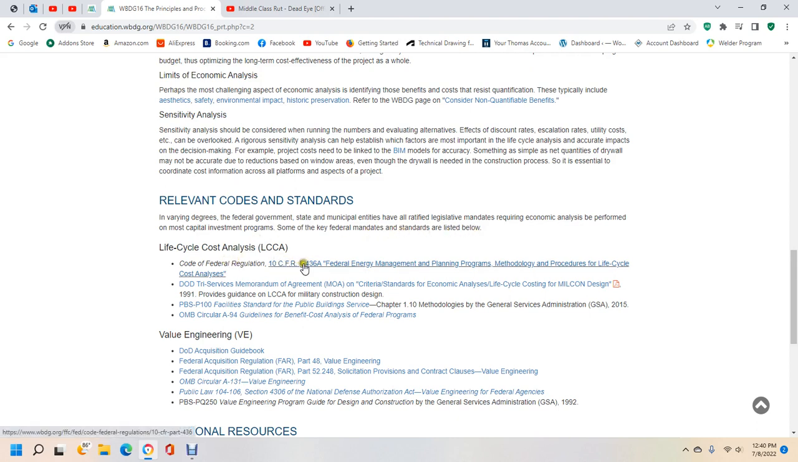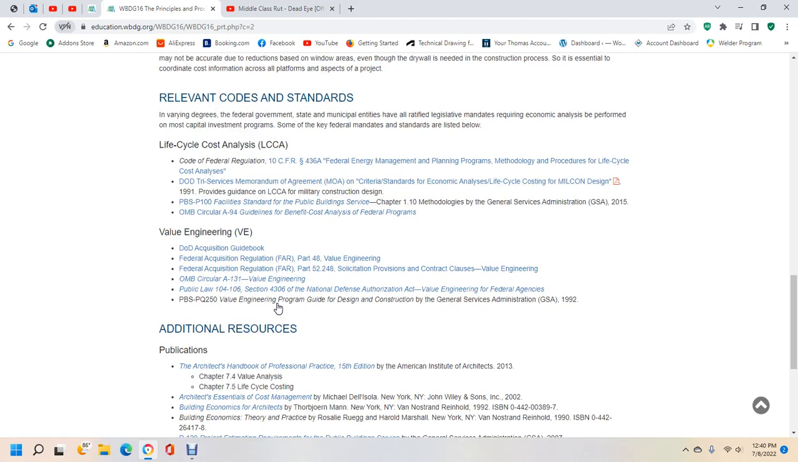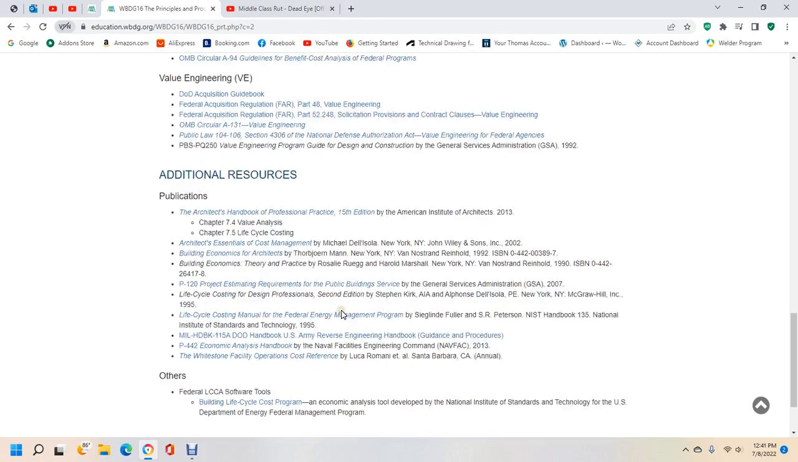Code of Federal Regulations, Title 10, Part 436A, Federal Energy Management Program Methodology and Procedures for Life Cycle Cost Analysis. DoD Tri-Service Memorandum of Agreement on Criteria and Standards for Economic Analysis and Life Cycle Costing for MILCON Design. PBS-P100 Facilities Standards, Public Buildings Service. Office of Management and Budget Circular A-94, Guidelines and Discount Rates for Benefit-Cost Analysis of Federal Programs. Value engineering: Department of Defense Acquisition Guidebook; Federal Acquisition Regulation Part 48, Value Engineering; Federal Acquisition Regulation 52.248, Solicitation Provisions and Contract Clauses, Value Engineering; Office of Management and Budget Circular A-131, Value Engineering; Public Law 104-106, Section 4306, National Defense Authorization; Federal Agency PBS-PQ250 Value Engineering Program Guide, Design and Construction by the General Services Administration.